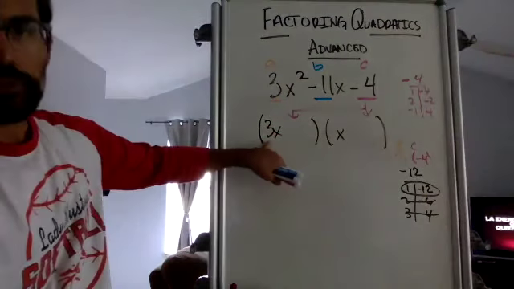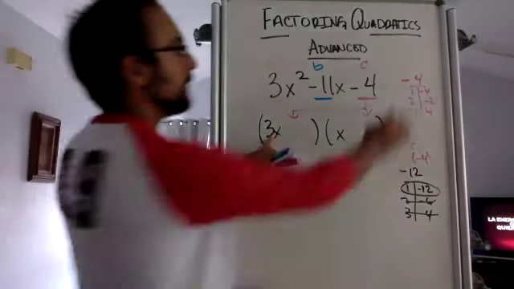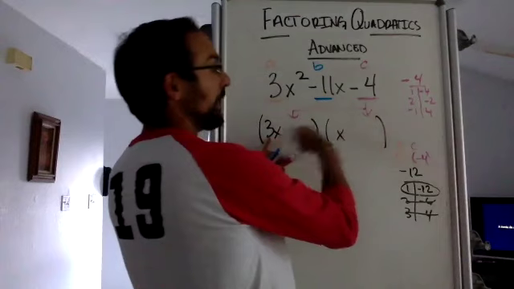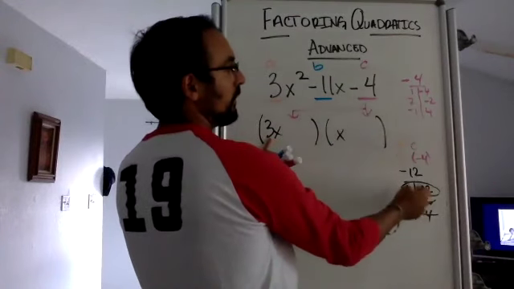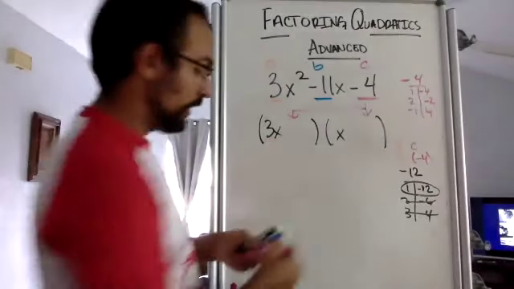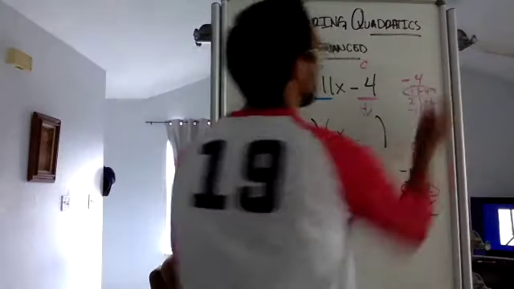So let's focus on the 3x first. 3x times which one of these numbers is going to give me -12? Let's try to get -12. Does 3x times 1 give me -12? No. Does 3x times -4 give me -12? It totally does. So I'm going to go ahead and circle this one. That's probably going to be my answer.